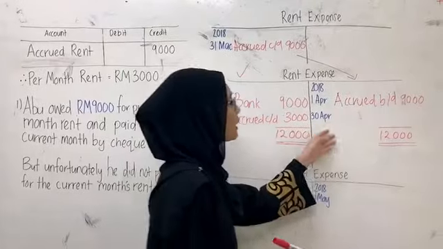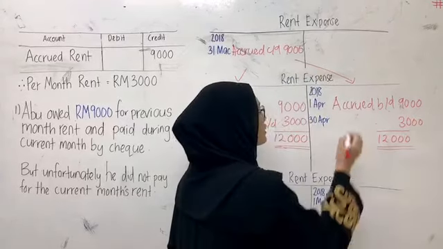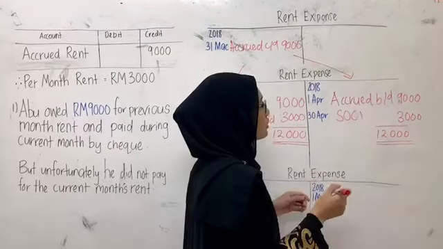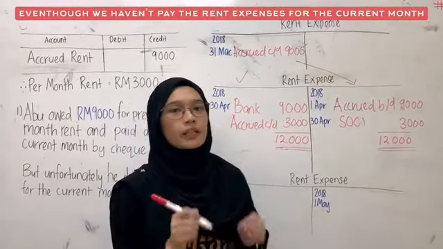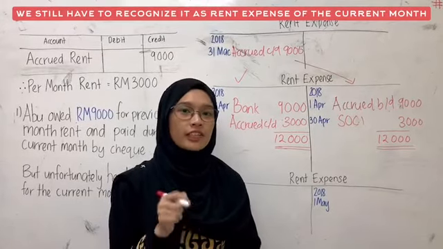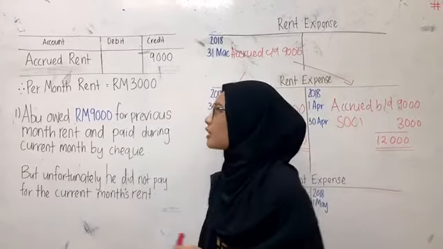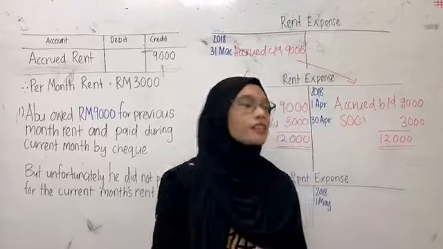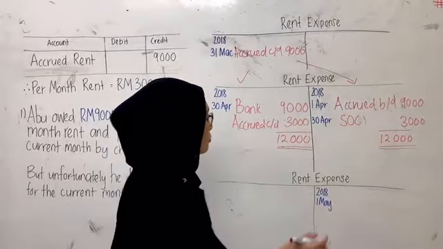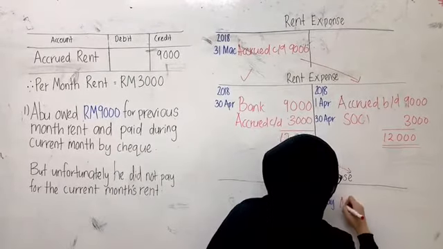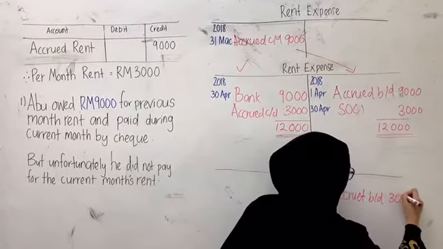So we can see at the credit side it didn't balance by 3,000 ringgit. So this 3,000 ringgit we wrote as the statement of profit or loss. Why is it put here? Because even though we haven't paid the rent expenses for the current month, we still have to recognize it as the expense of the current month. So we write 3,000 ringgit. As stated here, per month rent is 3,000 ringgit. So accrued c/d 3,000 ringgit, we will transfer to the next month as accrued b/d, 3,000 ringgit.